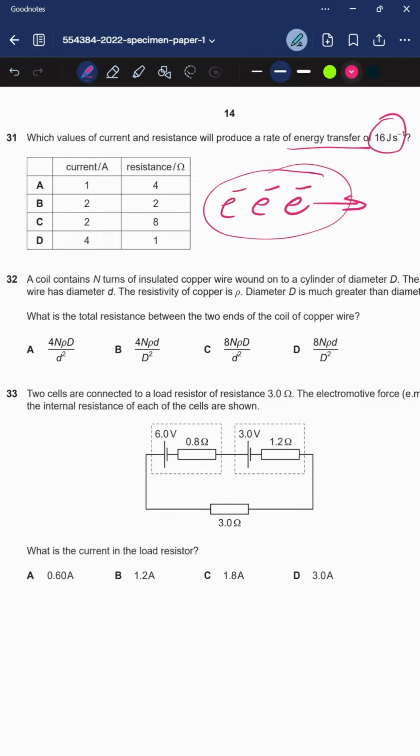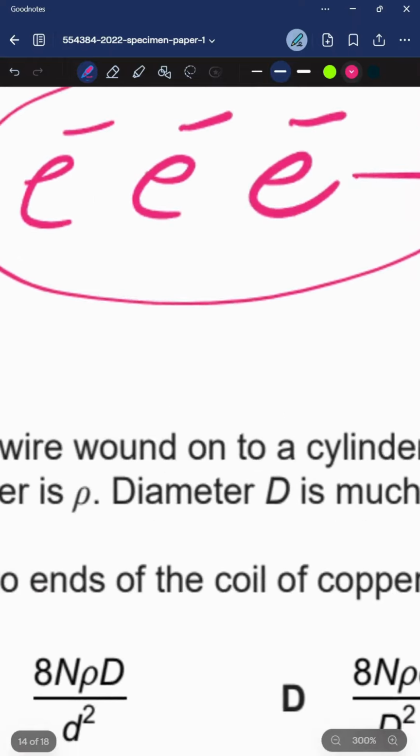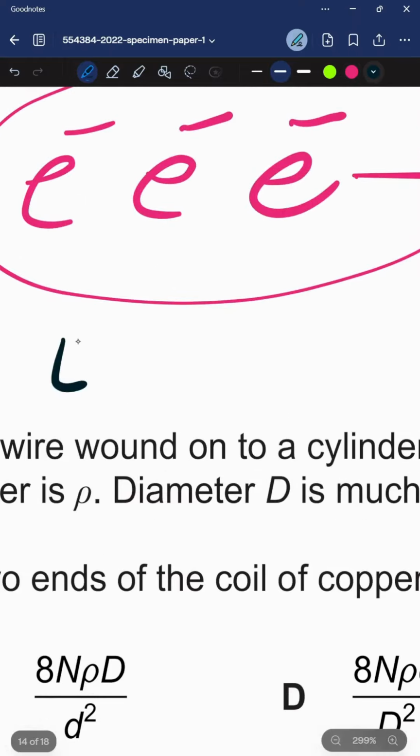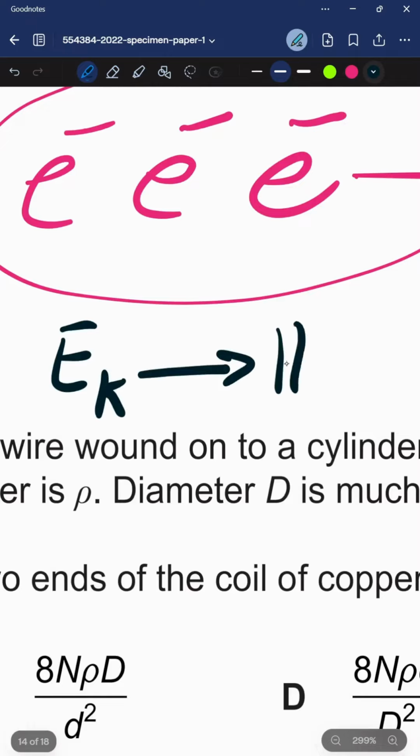Why? Because resistance is encountered by electrons, and it is resisting the motion of electrons. So the energy they have is wasted, or actually converted into heat energy. So the energy transfer that is going on over there is the kinetic energy of electrons being converted into heat energy, right?